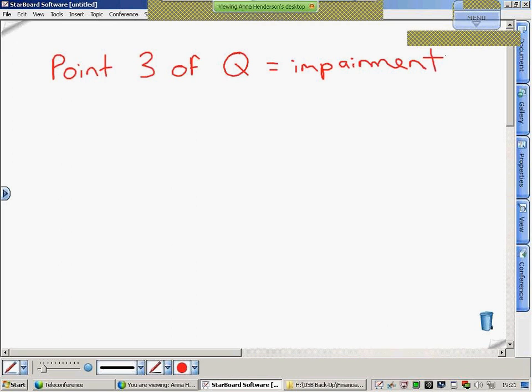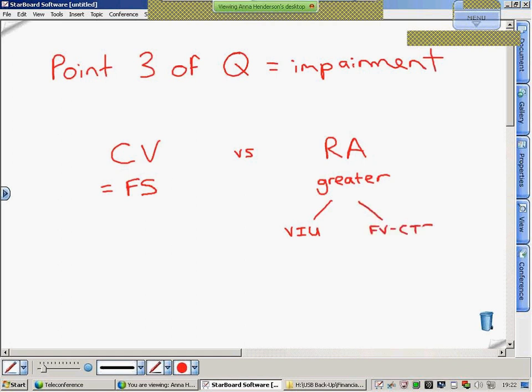So, with impairment, whenever we're doing an impairment review, we're always going to compare carrying value, which is what's in the financial statement, with recoverable amount. Now, the recoverable amount is going to be the greater of value in use and fair value less costs to sell.